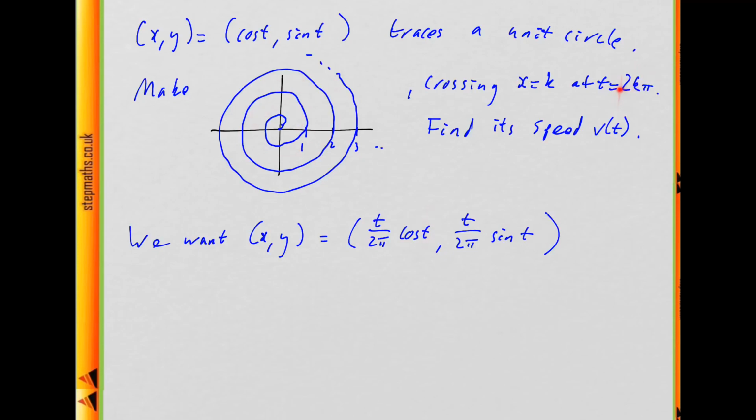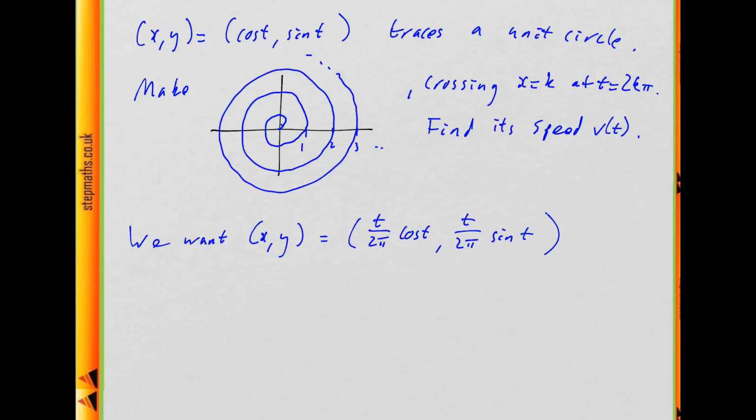And then let's check when t is equal to 2kπ, cos of that is 1 and sin is 0. So this is 0, it's on the x-axis. And t over 2π is going to be k, so it's going to be at k when t equals 2kπ. That's exactly right, so this crosses in the right places. So now we just have to find the speed for the points tracing out this curve.